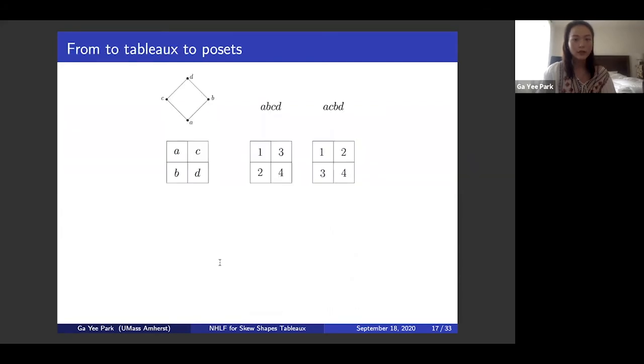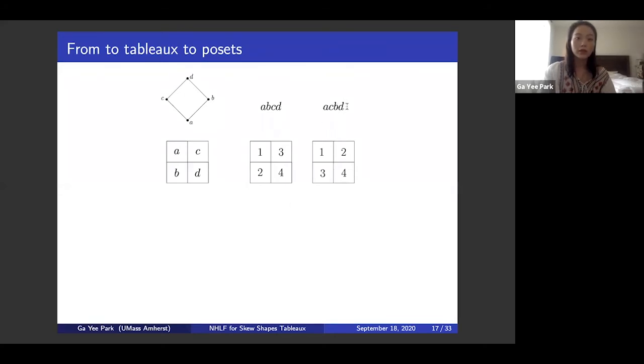And I would like to now relate the posets to tableaux. If you take this poset and rotate it a little bit, you can see that it resembles the Young diagram tableau ABCD as shown here. Let's look at one of the linear extensions, ABCD. That is like saying A is in the first position, so the entry of A is 1. B is in the second position, so the entry of B is 2. C is in the third position, so the entry of C is 3, and D is 4.